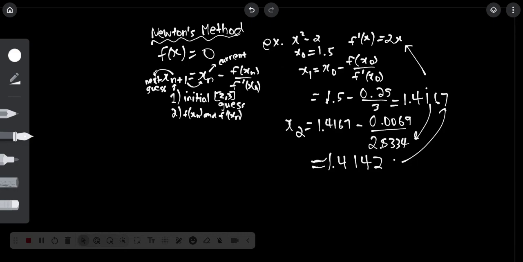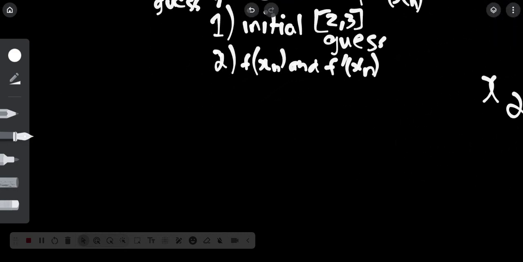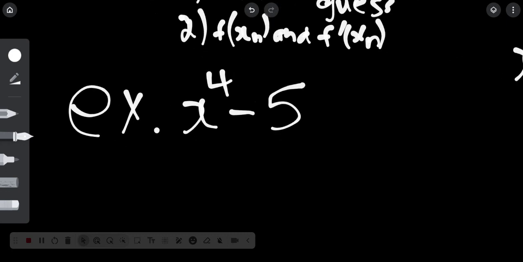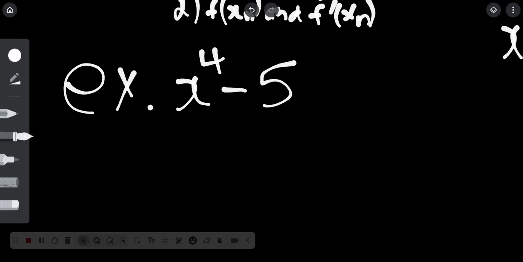And one more thing, if you would like to try this other problem, I'll have it right here. You can post your answer. Let's try this one: x to the fourth minus 5. I want you to find the roots for this one using Newton's method.